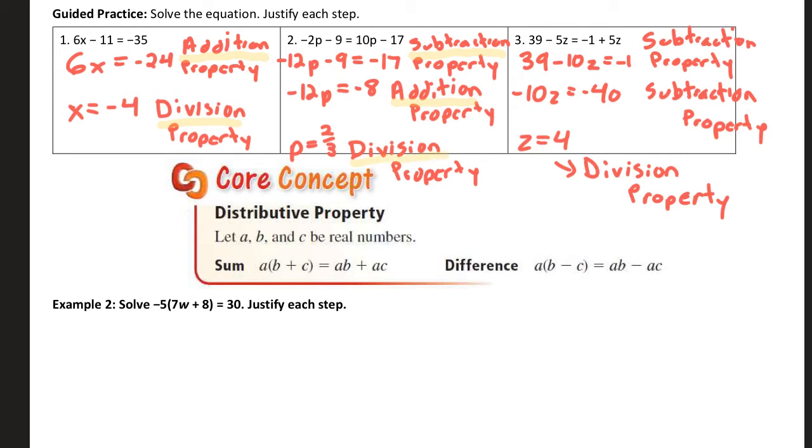And then in number 3, I moved 5z to the other side by subtracting, so I used the subtraction property. From there, I subtracted 39 from both sides. That's why I said the subtraction property. And then finally, to solve, I divided both sides by negative 10, so I used the division property. So it's not just solving the equation, it's solving and justifying your steps with properties that we accept as true.